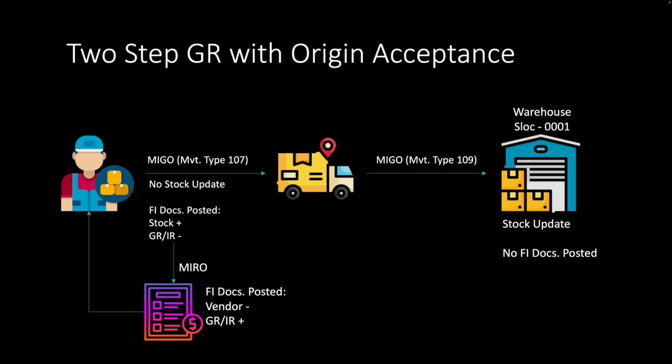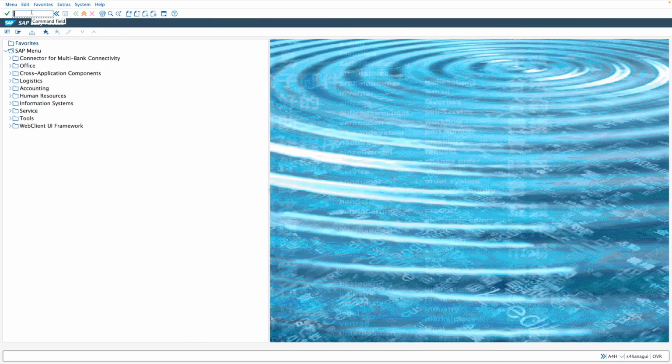Okay, so let's see that in SAP: how we can mark a PO line item as an origin acceptance item, that is, it is subject to inspection at the vendor's premises, and then how we will receive that material through GR using these two movement types. So let's start. We'll start by creating a purchase order first.